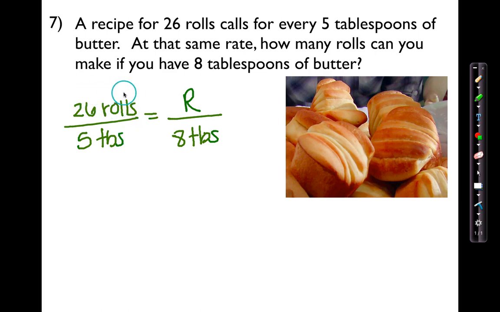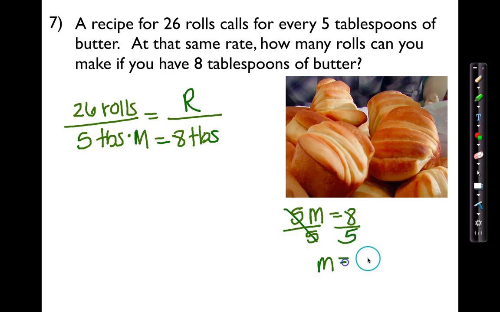So notice here, we want to know what R is, so we're going to actually go in the direction to the right. So we're trying to figure out 5 times what value of M is going to equal 8. So here, 5 times a value of M is going to equal 8. Meaning if I divide both sides by 5, I'm going to claim that the multiplier is 8/5. So I'm going to go ahead and check to see if that works. Multiply that 8/5. Does it work? Yes, it does.